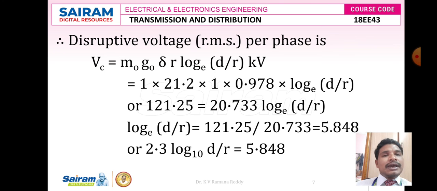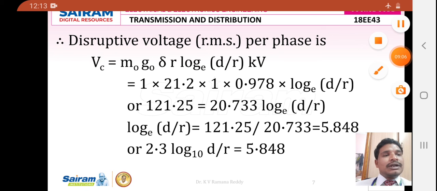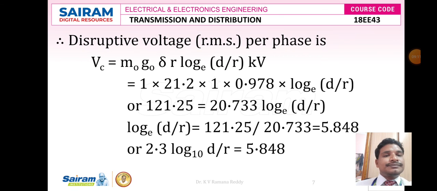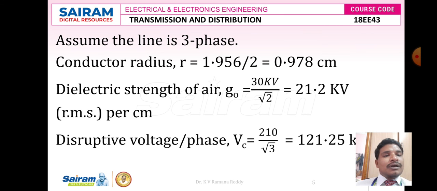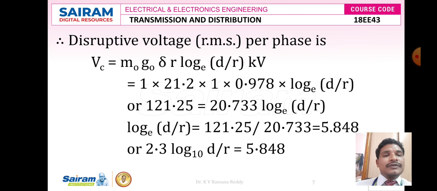On the left-hand side there is VC. What is VC? VC is the critical disruptive voltage, which we calculated in this problem as 121.25. Equating the left-hand side, 121.25 is equal to 20.733 into log of base e of D by R. From here, log of base e of D by R is equal to 121.25 divided by 20.733, which becomes 5.848.